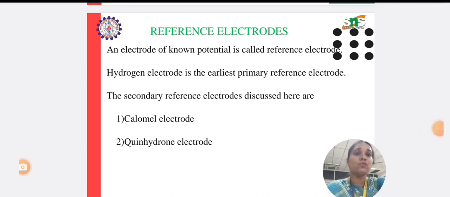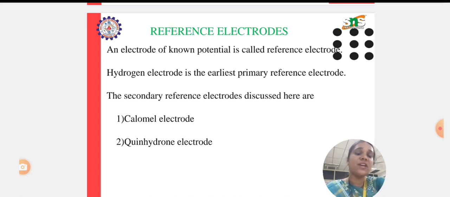An electrode of known potential is called a reference electrode. We take it as the reference for determining the unknown one. The first electrode we used as a reference electrode is the hydrogen electrode, so it is called the primary reference electrode.